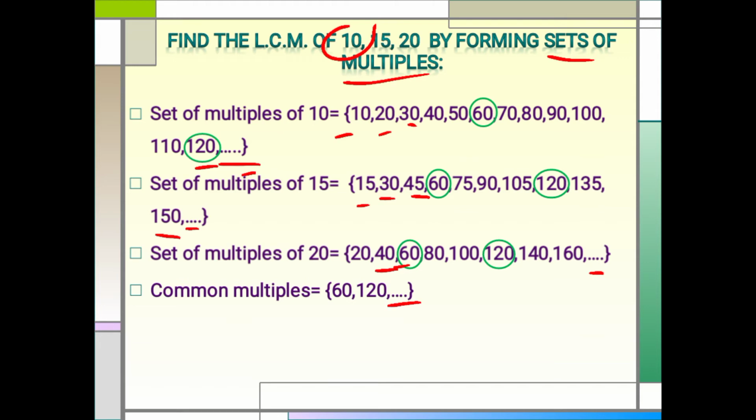When I was checking your copies, students, I saw that most of you didn't write this dot dot dot, and I am repeating again, it is a must.